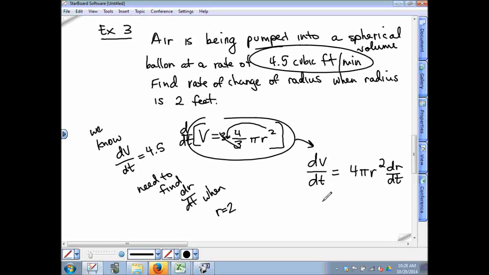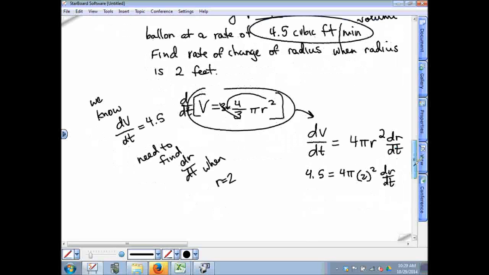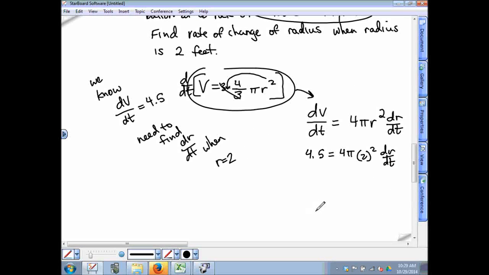So now plug it in. We knew dV/dt was 4.5, and we know the radius is 2, and we're supposed to find dr/dt. So it's just simple algebra now. How do we get dr/dt by itself? Divide by 16 pi. So dr/dt is equal to 4.5 over 16 pi.